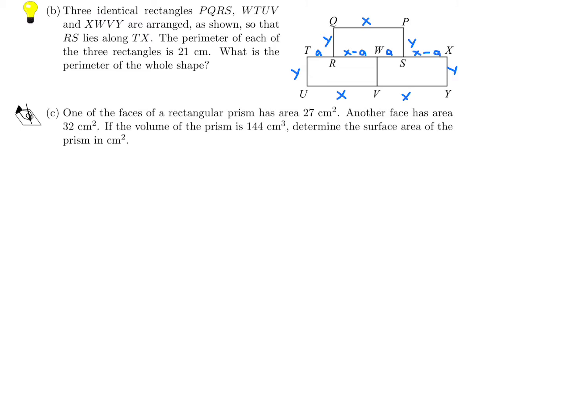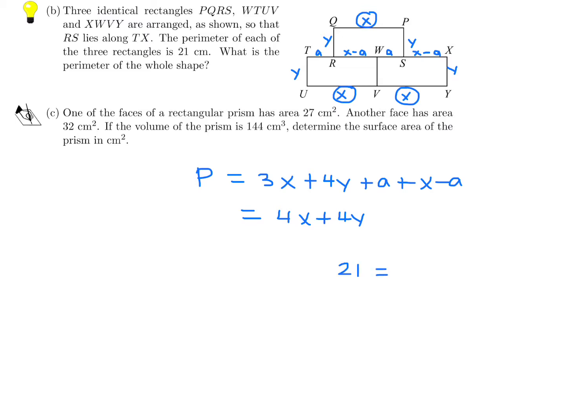All right. So the perimeter of this whole shape looks like 3x, and then 4y, and then this a, and then this x minus a. Okay, so the a's cancel, giving 4x plus 4y. Now, they told me the perimeter of each of those rectangles is 21, so that means 21 is equal to 2x plus 2y. So 4x plus 4y is essentially just 2 times 2x plus 2y, which is 2 times 21, which is 42. So there we go. That's the perimeter of the whole shape.